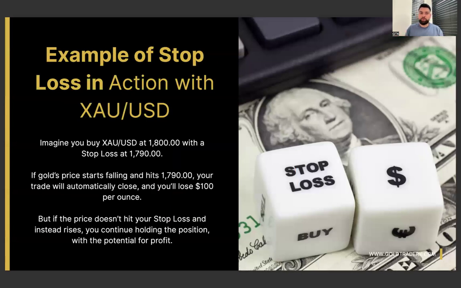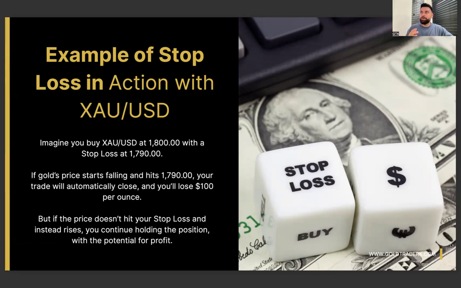So, examples of a stop loss in action when you're trading gold. Imagine you put in a trade for a buy at 1800 and you put a stop loss at 1790. If the price falls to 1790, as already said, your trade will automatically stop. But if the price doesn't hit your stop loss and instead rises, you continue holding your position with the potential for profit. That's how the stop loss will help you.